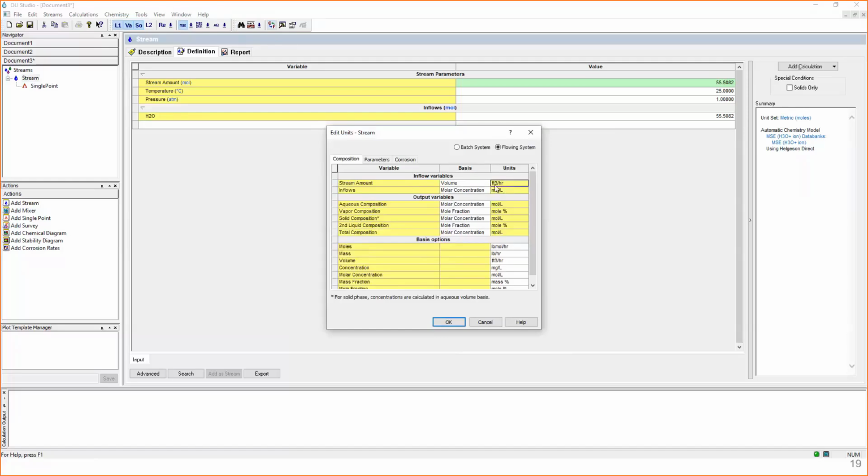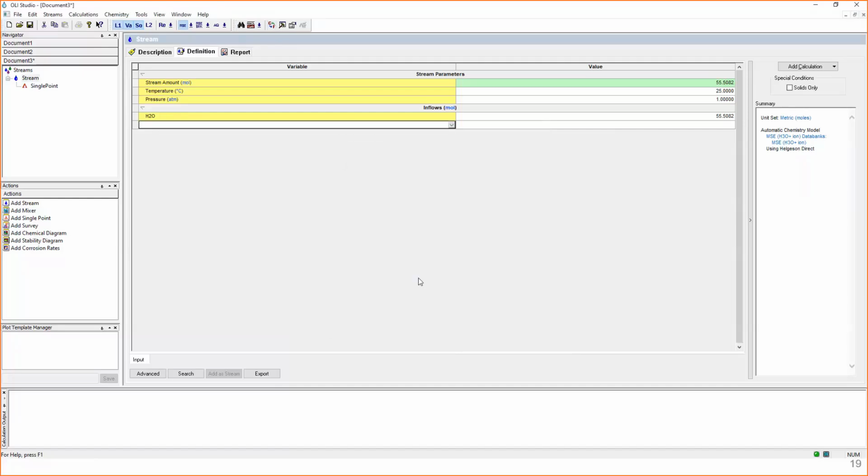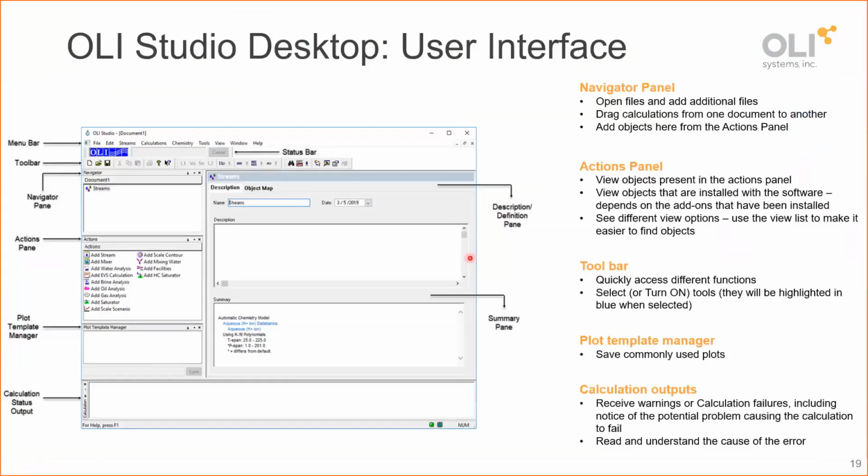This is square feet, then we have the pound small, etc. Okay, so you can always play with these units until you get the units that you like to use for your simulations. I will cancel this. I will cancel this. Okay, so that is the OLS desktop user interface.